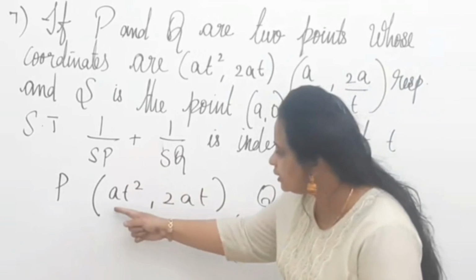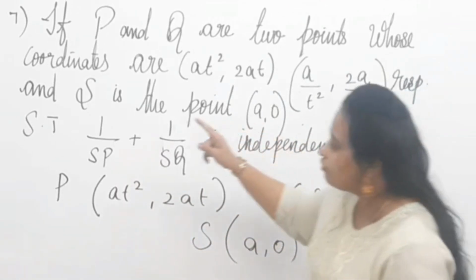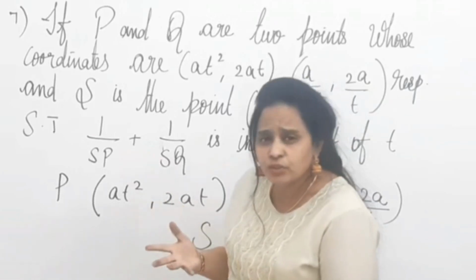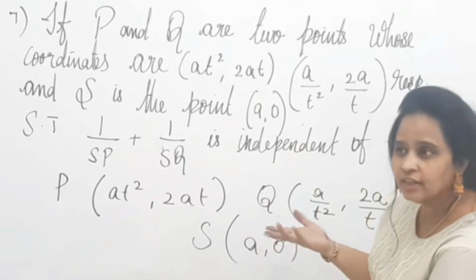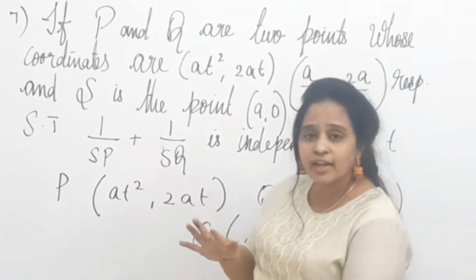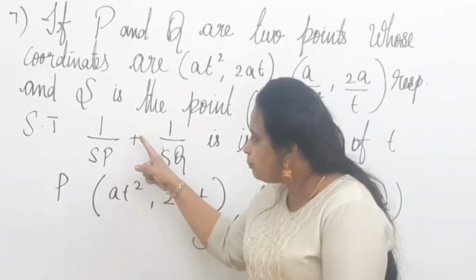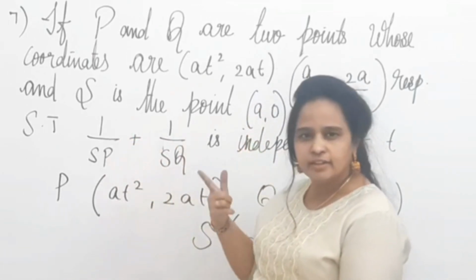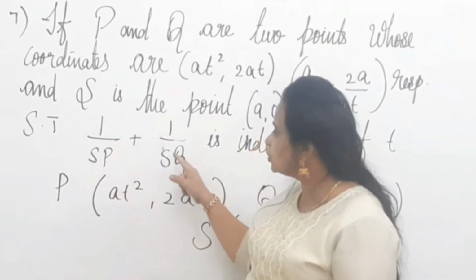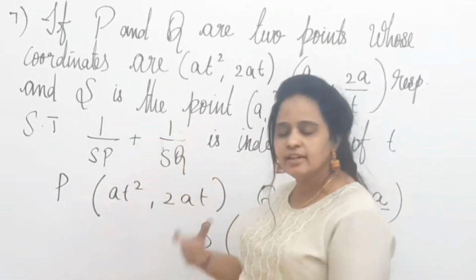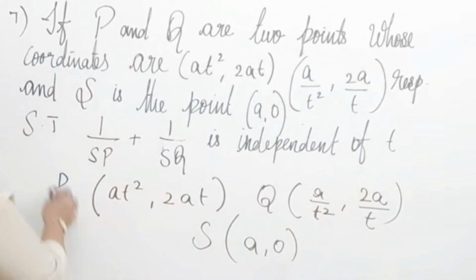Now I know that P is given the coordinates, Q is given and S is given. From the question, what I have to find, no other conditions are given, whether it is equidistant or the coordinates are twice, nothing is given. Only thing I'm given, 1 by SP plus 1 by SQ, I have to find. That means I have to find my SP and take the reciprocal. I have to find my SQ, take the reciprocal, add it, you have to get the expression. So shall we go for finding SP and SQ?